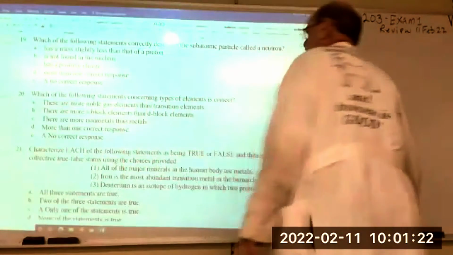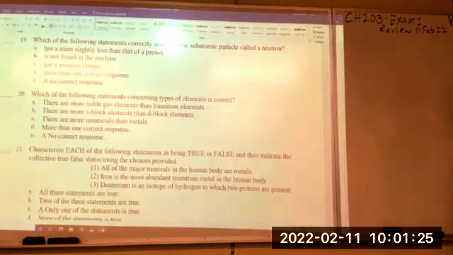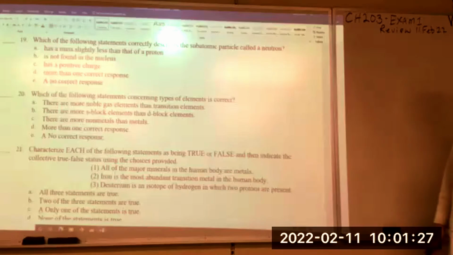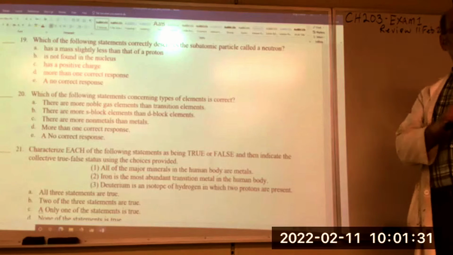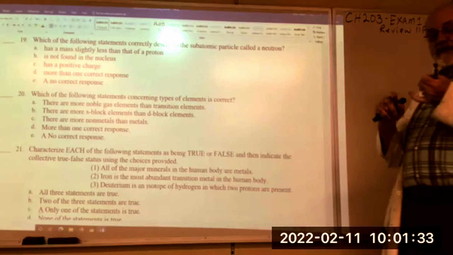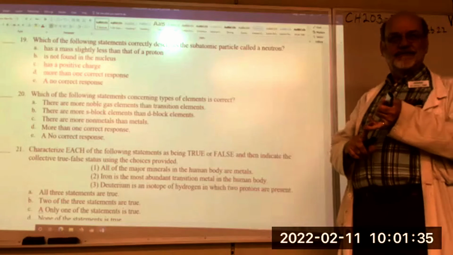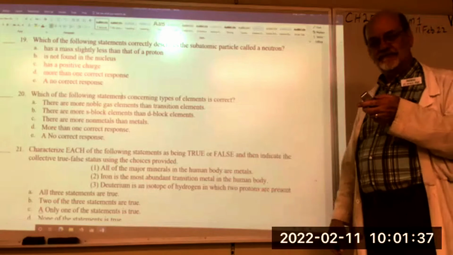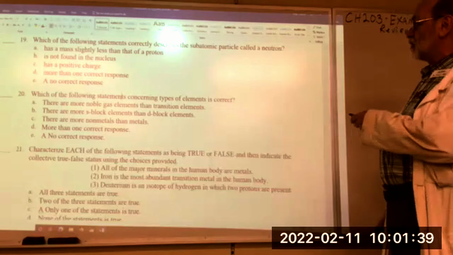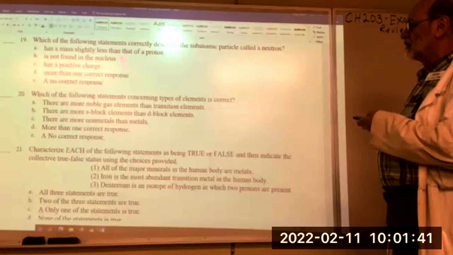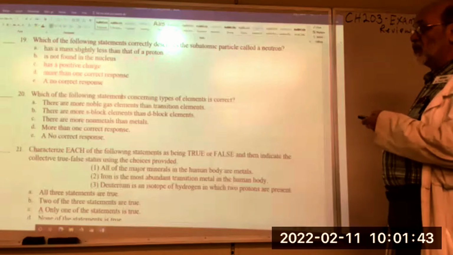Which of the following statements correctly describes the subatomic particle called a neutron? Well, first of all, it's about the same size as a proton. The second is neutral. That's why they call it neutron. So let's see, which one fits? Slightly less than a proton? No, slightly more than a proton.